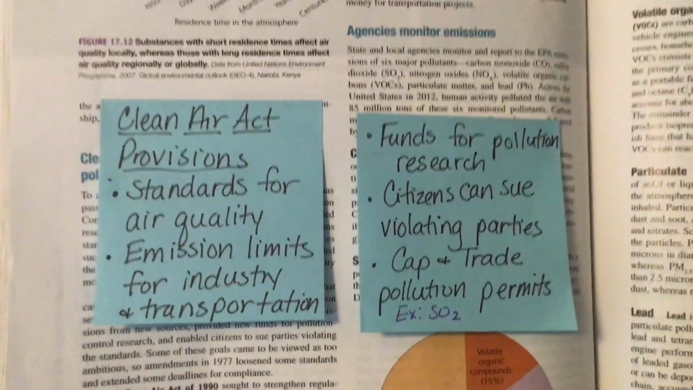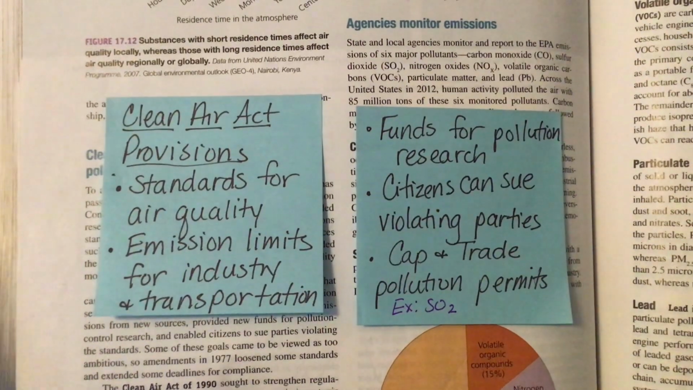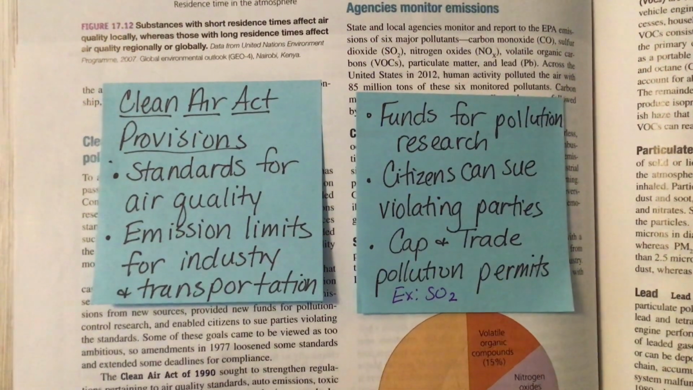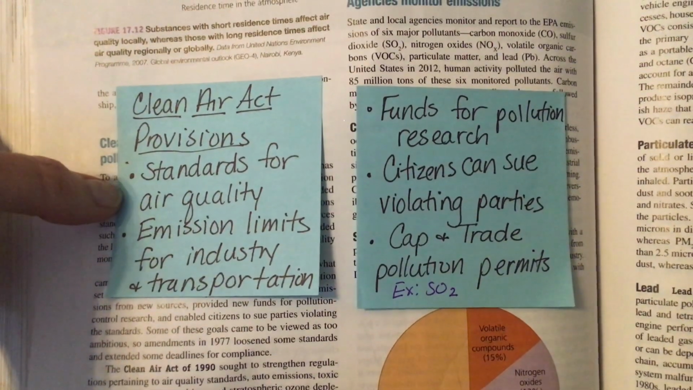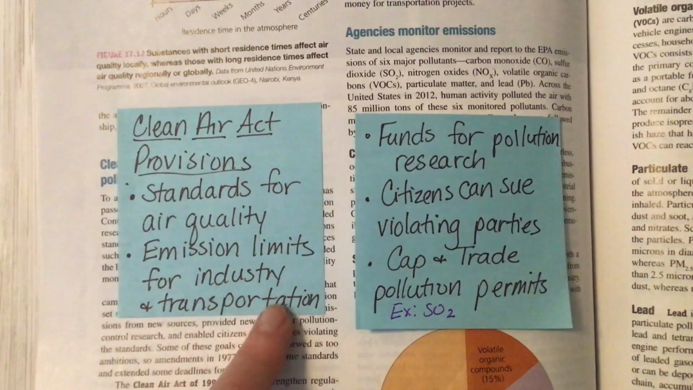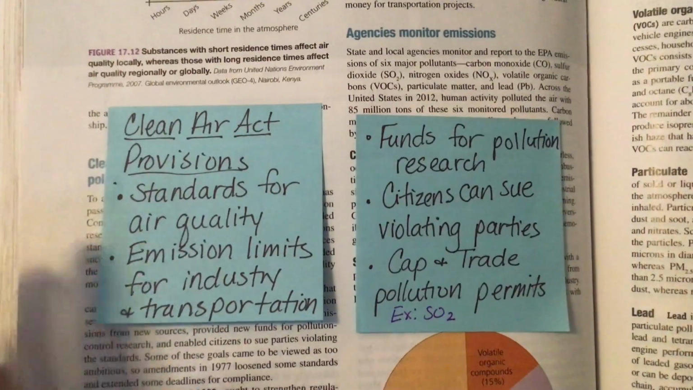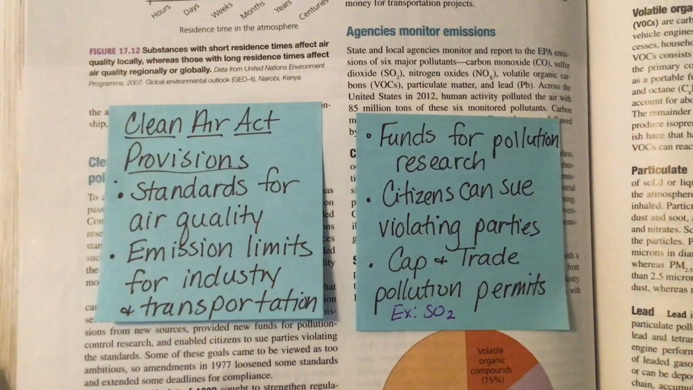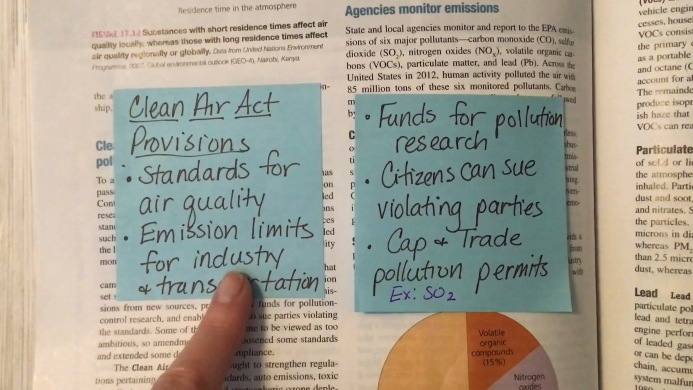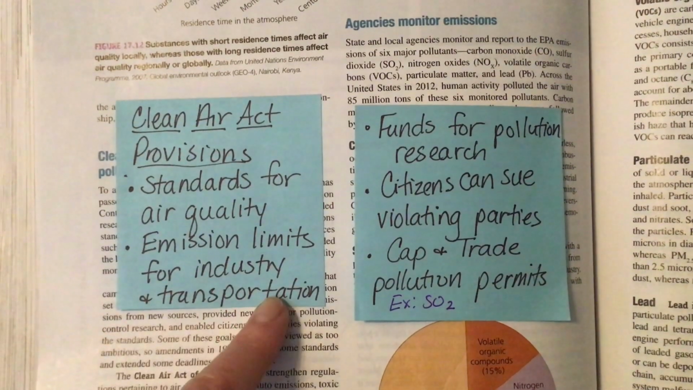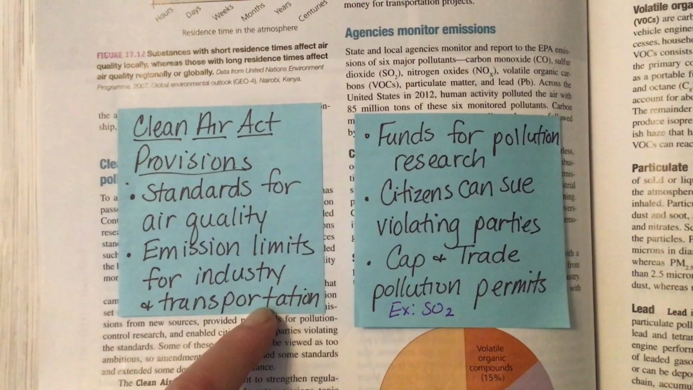Page 458 is the Clean Air Act provisions. You need to know all of these things that the Clean Air Act does. First, it sets standards for air quality. It sets emission limits for industry. The word emission means things that you release. So it can be water that's released, air that's released. It's an emission. So industry has limits on how much they can pollute. Transportation, our cars have limits on how much they can pollute legally.